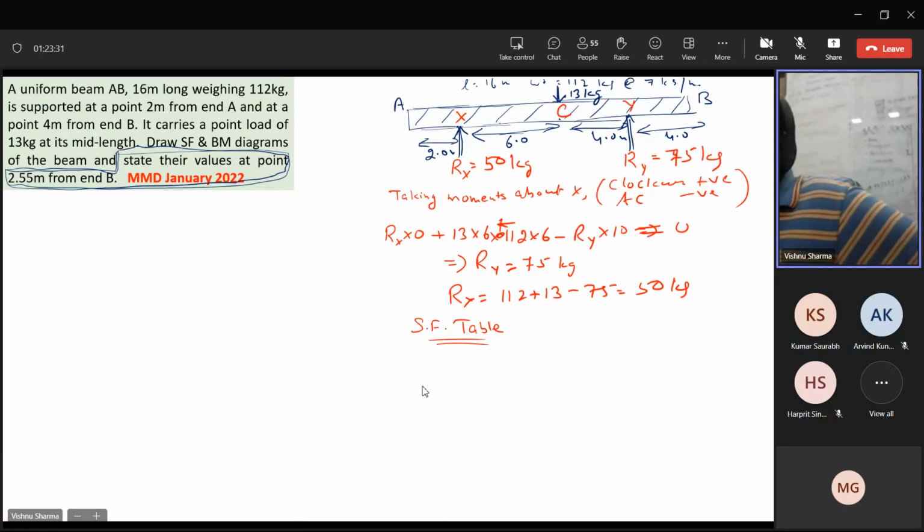Okay, then make the SF table for 5 points, guys. Please make the SF table for 5 points. Again, I'll not speak anything. I'll only address the doubts when you have.